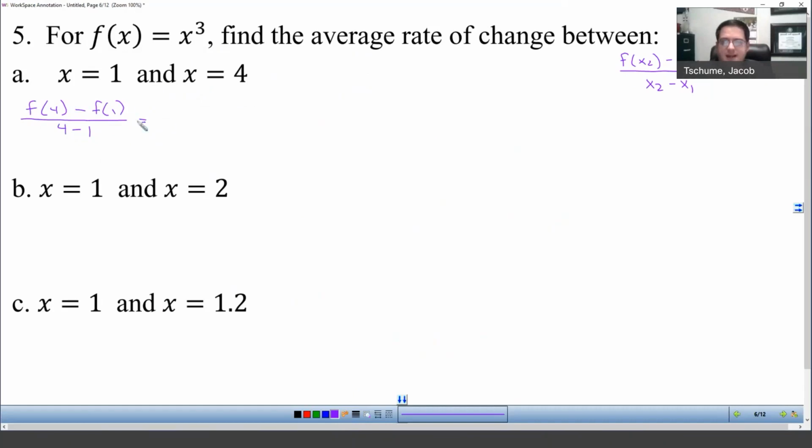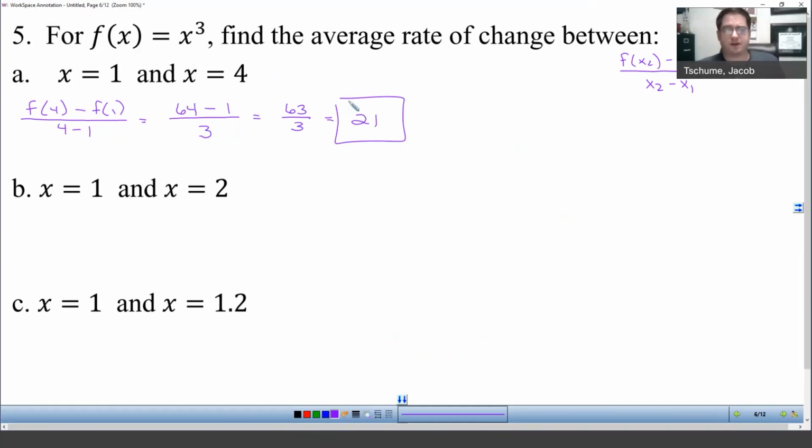So either by hand or using your calculator, you're going to plug 4 into the original problem. So 4 cubed would be 64 minus, and then 1 cubed would be 1, divided by 4 minus 1, which is 3. So this would be 63 divided by 3, and if you use your calculator to calculate that, you will get an answer of 21.